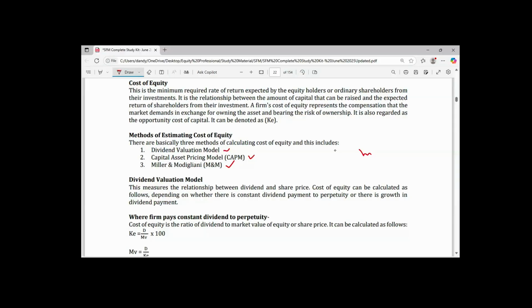You don't use CumDiv share price to calculate cost of equity. I mentioned to you that CumDiv share price is the share price that includes dividend. So when CumDiv share price is given, it should be converted to XDiv share price by deducting the current dividend from the CumDiv share price.